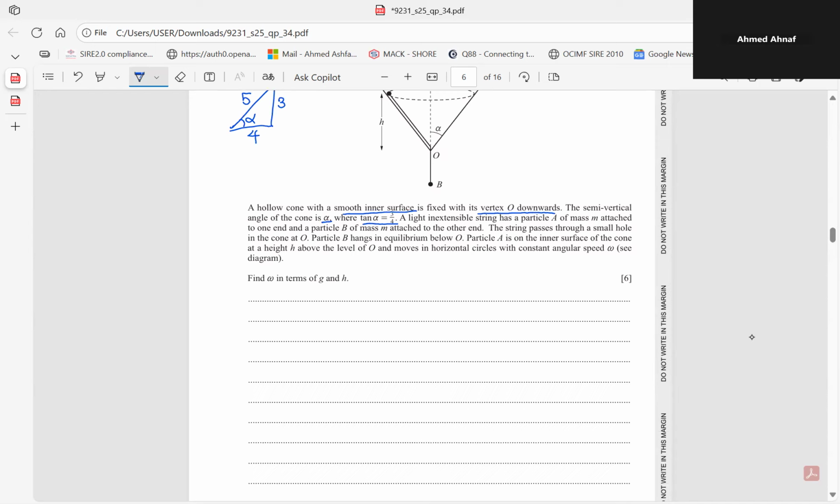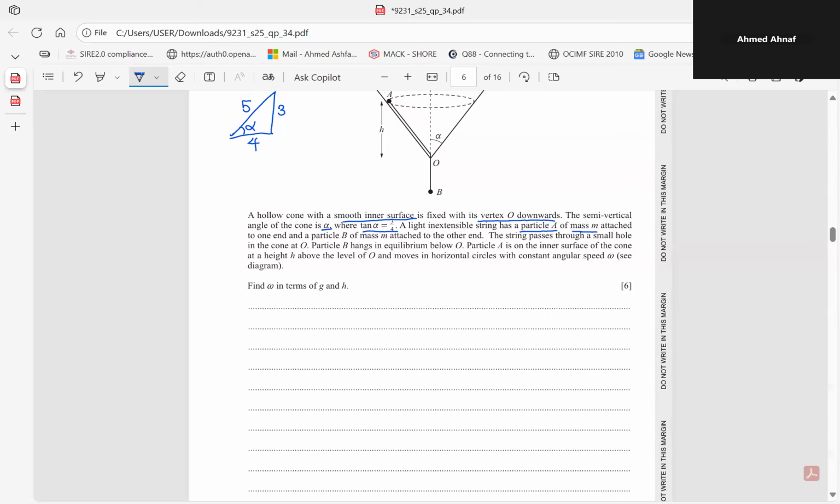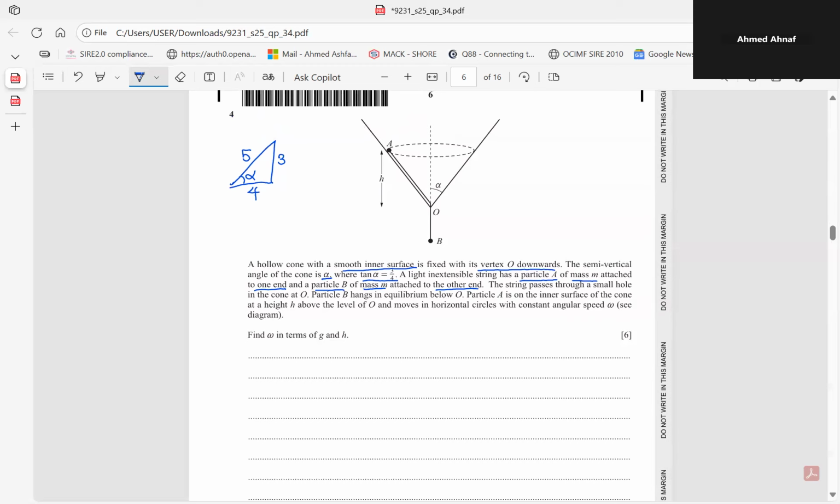Moving on, a light inextensible string has a particle A of mass m attached to one end and a particle B of mass m attached to the other end. You can see A is attached to one end and B is attached to the other end. The string passes through a small hole in the cone at O, so it passes through here. B hangs in equilibrium below O, so that means the forces here are balanced. The only force acting on B is its weight, so the tension here is also mg.